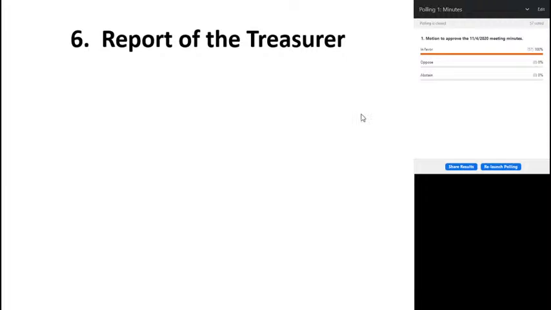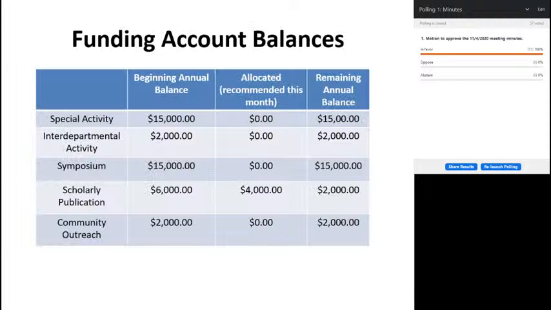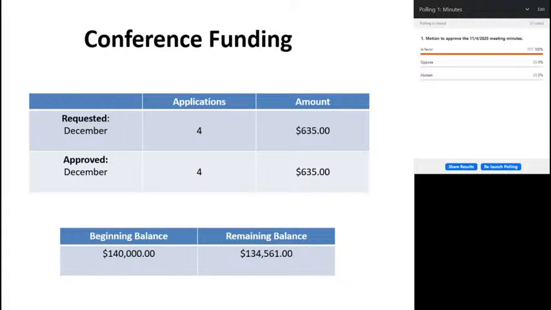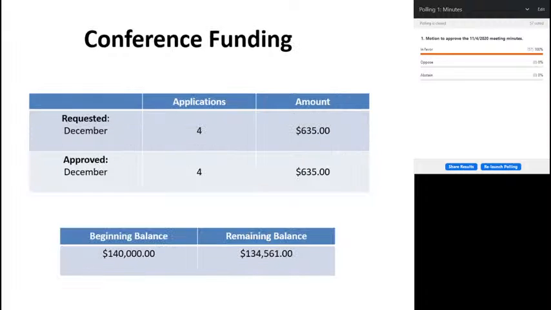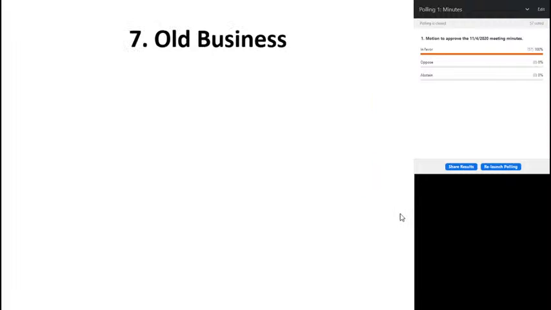Okay, sounds good. We do have the funding account balances, though. Oh, that's correct. Yeah, sorry. So as you can see, we have the beginning annual balances and allocated. We just had a couple scholarly publications come through for this month. So there's 2. We'll see them when we go through our funding requests. Yeah, you can go to the next slide. And then we had 4 conference funding requests, and all 4 of them were approved. All right. That's it for that slide. Sounds good. Thank you so much.